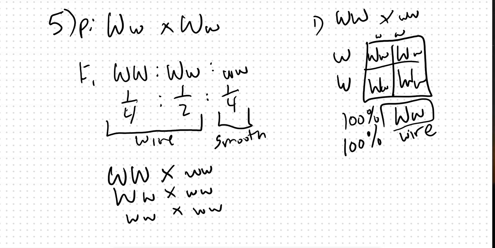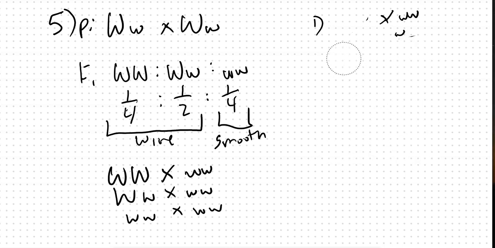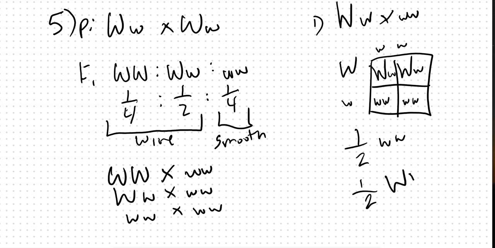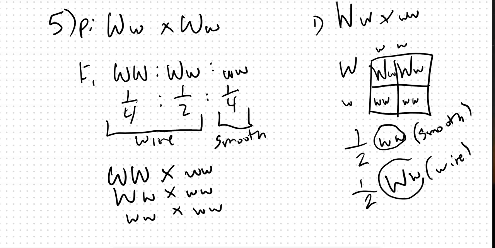Then the second cross would be the heterozygote. So 1/2 would be little w, 1/2 would be big W, little w. This is the genotypic ratio. And then it's the same for the phenotype. These would all be, what does it say? This is smooth. This would be wire. So 1-to-1 ratio, homozygous recessive to heterozygote, and then 1-to-1 ratio is smooth to wire for the phenotype.